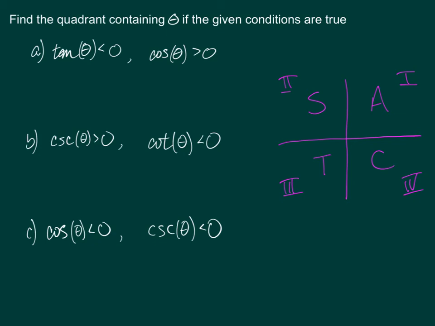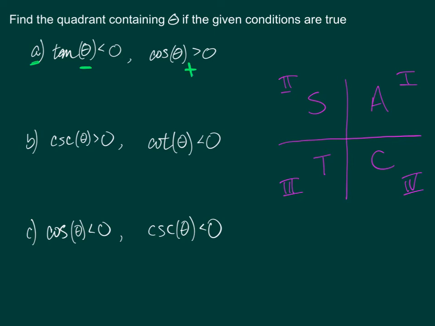Find the quadrants containing theta if the given conditions are true. So all we're reporting back for these three examples is some quadrant number. So how you can think of this is, you can see in the first example over here in part A, that the tangent is less than 0, and if you're less than 0, that means you're negative, and that the cosine is bigger than 0, and if you're bigger than 0, that means you're positive.